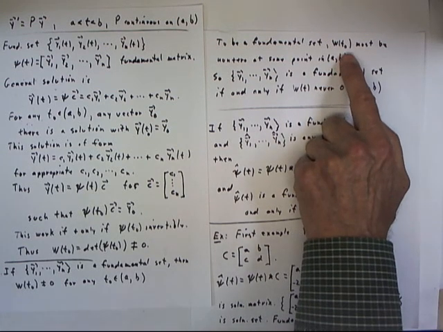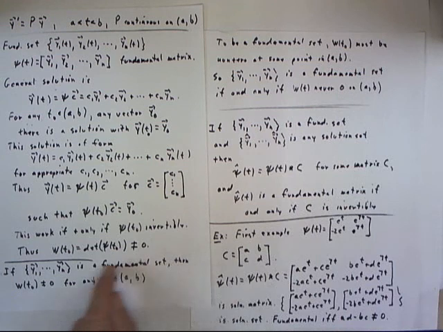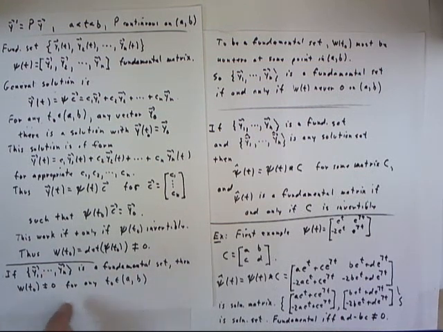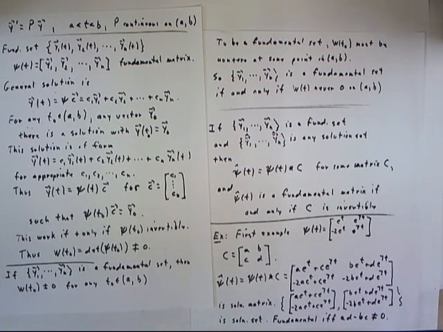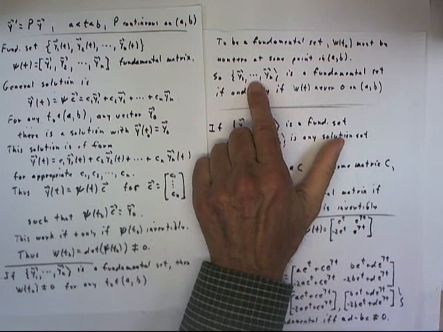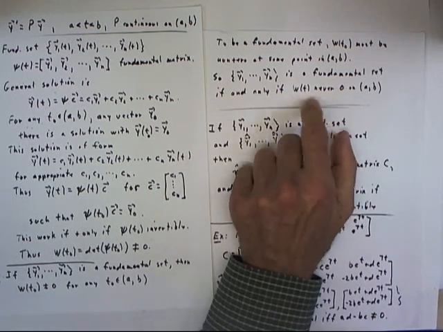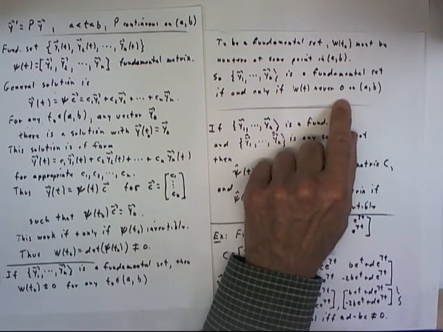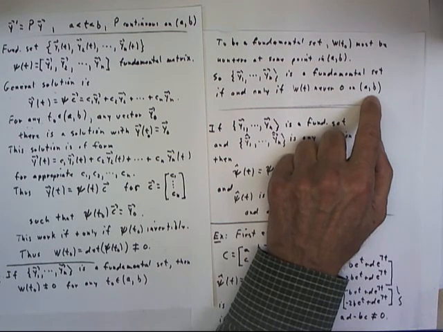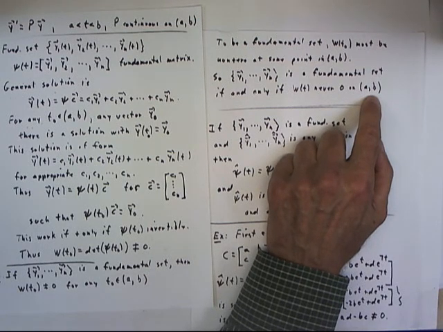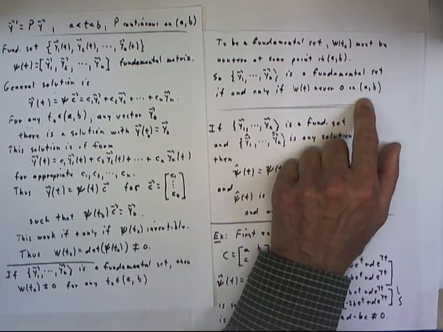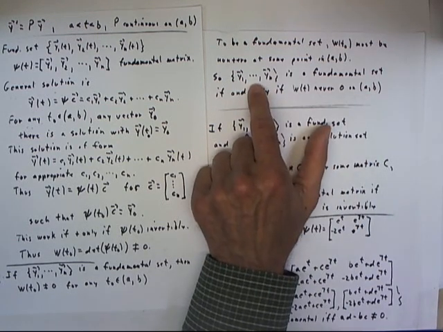Because if the Wronskian is non-zero at one point t0, this is a fundamental set, and it has the property that the Wronskian is non-zero at every point of the interval. We conclude that this is a fundamental set if and only if the Wronskian is never zero on the interval AB. So we have two equivalent conditions: the Wronskian is never zero in AB, and this is a fundamental set.